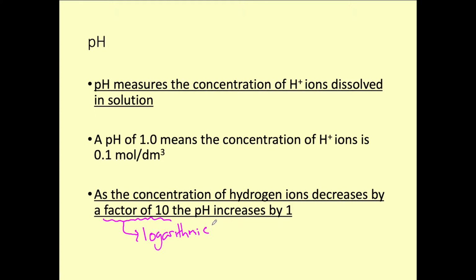So the key points to note from here are the bits that I've underlined. pH measures the concentration of H+ ions which have been dissolved in solution. Remember that these get released when acids are dissolved in water. And also this idea that as the concentration decreases, our pH increases. But the fact that we have a decrease by a factor of 10 leading to an increase by 1, that's why we have that logarithmic scale. So pause the video whilst you have a go at this.